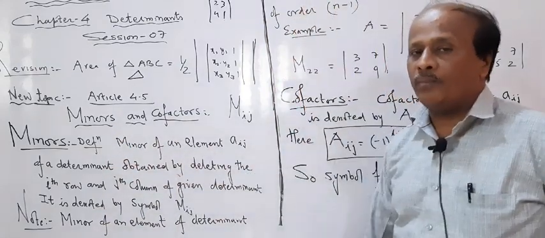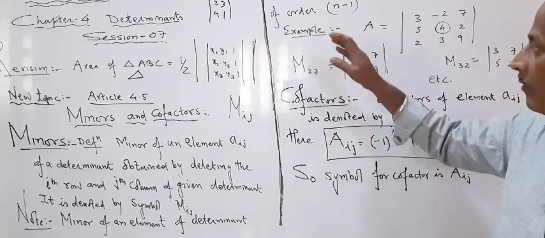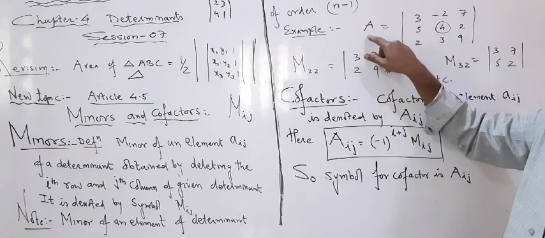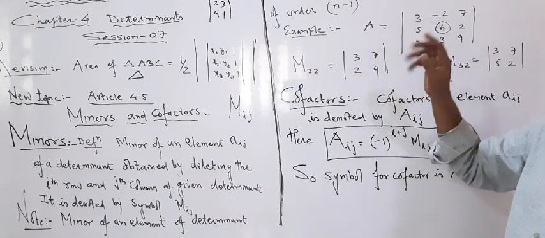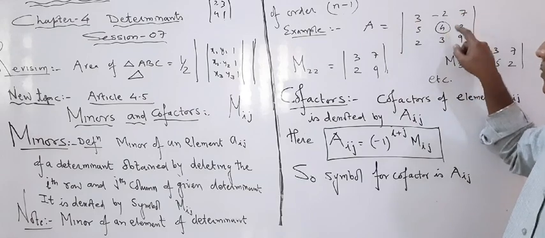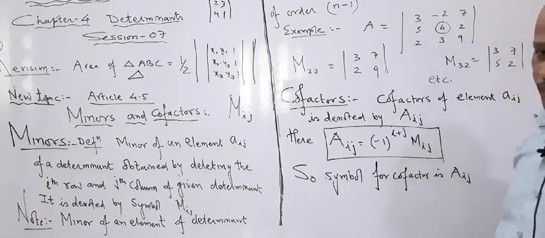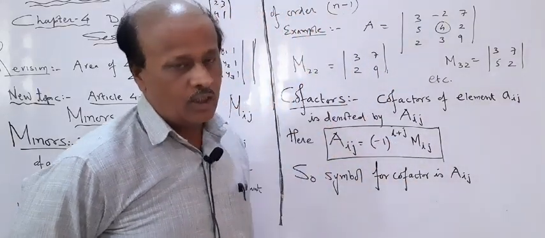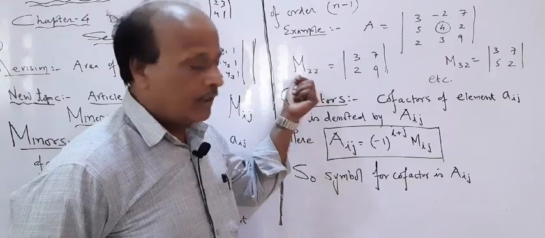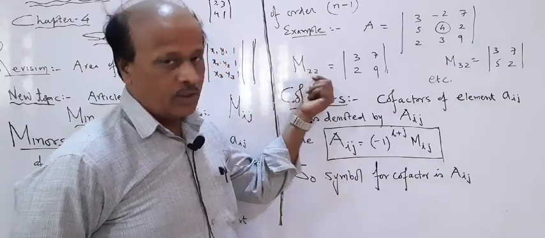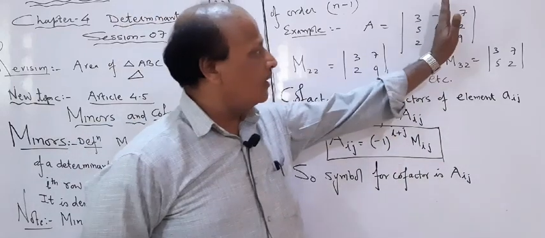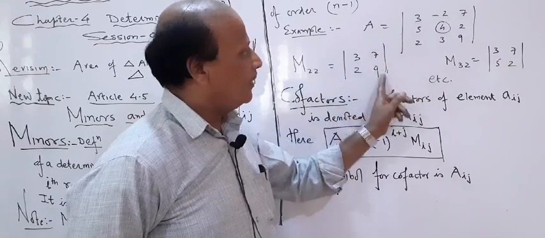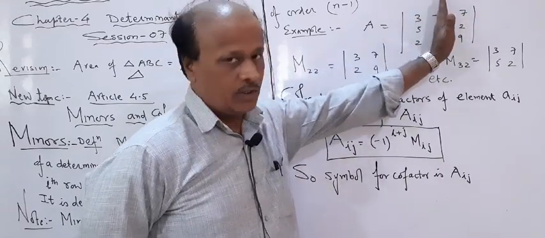Now cofactor is more important than minor. First of all, one example of minor I took. What is that example? Suppose I am given the determinant A, with members I took randomly: 3, 5, 2, minus 2, 4, 3, 7, 2, 9. Now somebody is asking me to find the minor of type M22. What does it mean? M stands for minor and the element's place value is second row, second column. So you delete the second row, second column's elements. So the members will be 3, 2, 7, 9. You delete the members of the second row, second column.